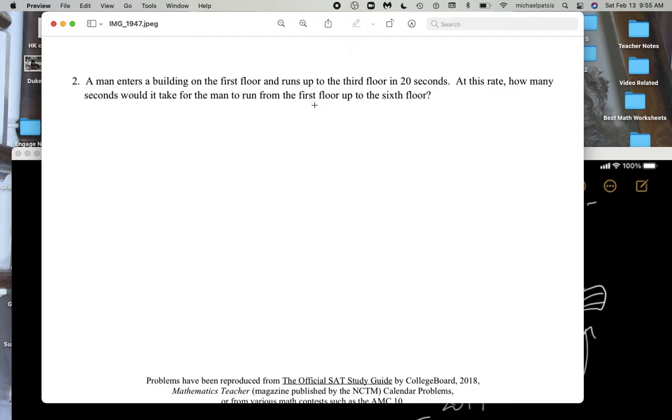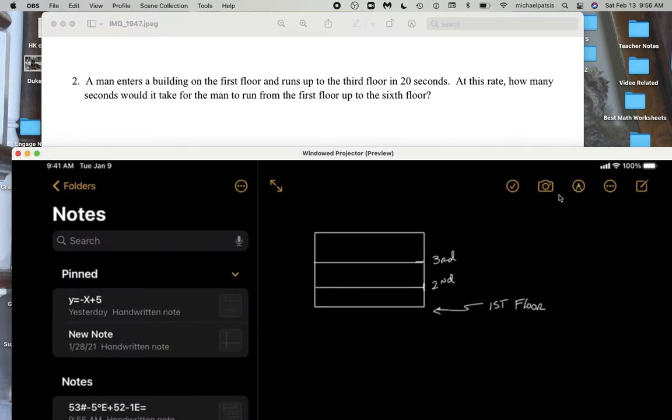When you're running from the first floor to the sixth floor, you're moving 5 floors. It's like saying when you go from first grade to sixth grade, you advance 5 grades. You have to be careful. So let's talk about how to do this problem. As always, I find it very helpful to do diagrams. So let's do that.